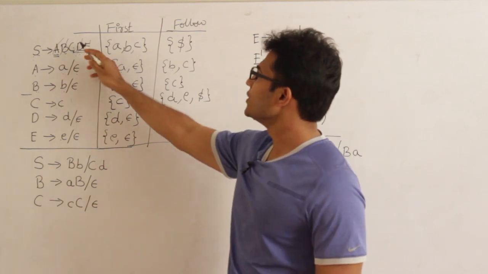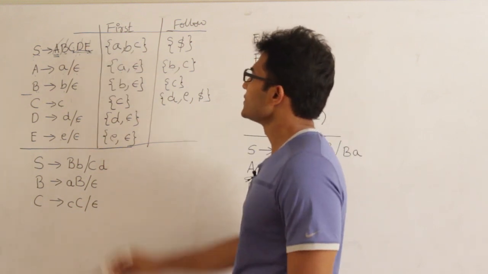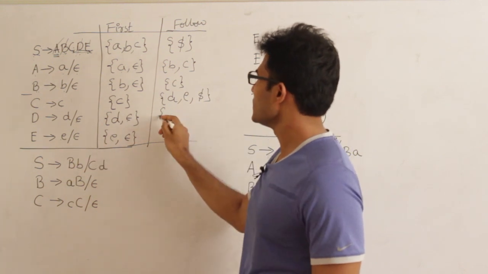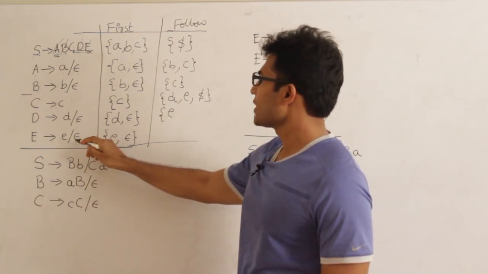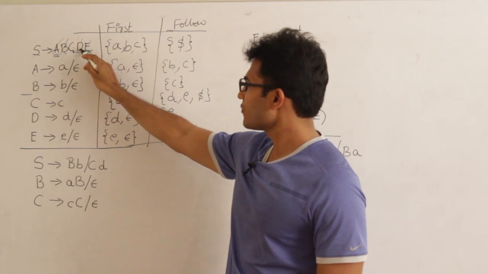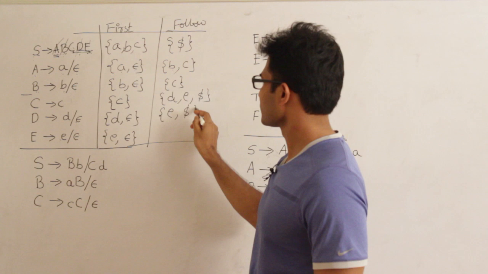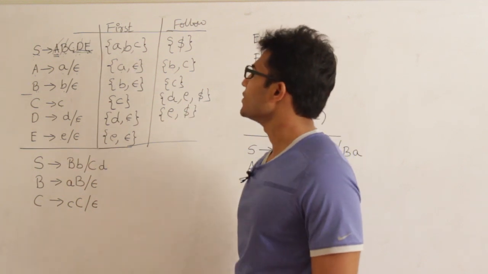What about follow of D? Follow of D is first of E. What is first of E? First of E is small e, and you take epsilon and write it here. Now follow of D is follow of S. What is follow of S? Dollar.